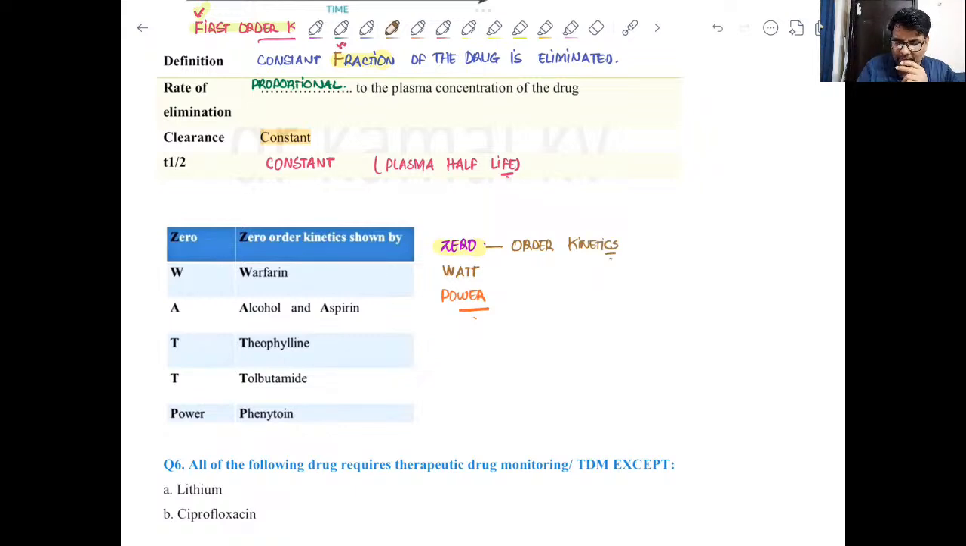Fine. Then what? W is for warfarin, A for alcohol, aspirin, T for theophylline or tolbutamide, and P is for actually anticonvulsant phenytoin. Clear? So these are some drugs which show zero order kinetics. So most of the time actually the question is about zero order kinetics.